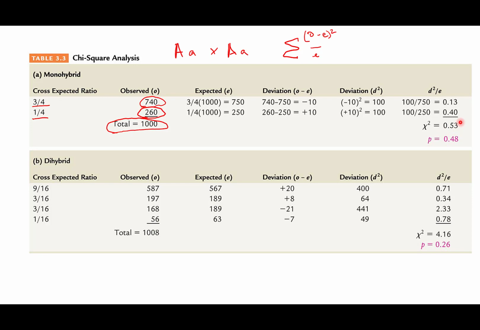If this was a dihybrid cross, we would expect 9:3:3:1. Let's say we had these observed the same way: 587 minus 567 squared, divided by 567, and we add these up. Here we get a chi-square value of 4.16. Now these p-values are associated with the probability that you could have a chi-square value that large just by chance.